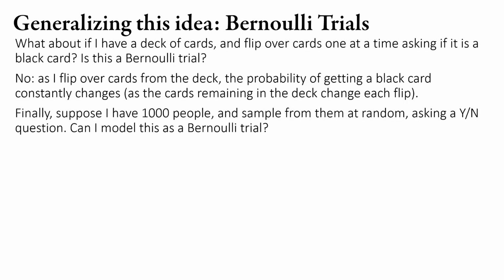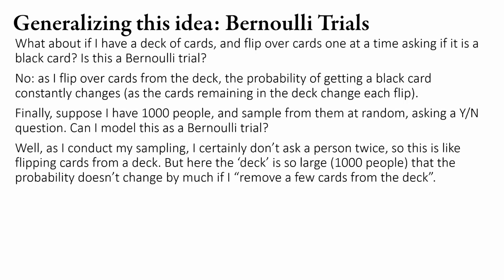Last example. What if I have 1,000 people and I sample from them at random, asking some yes or no question? Could I use Bernoulli trials to model this? Well, when I sample, I generally don't ask the same person twice. So this is analogous to flipping cards from a deck. I ask a person, I set them aside, go to the next person, I set them aside, etc. But here the deck is large. We have 1,000 people, so it's like a 1,000 card deck we're asking this yes or no question about.